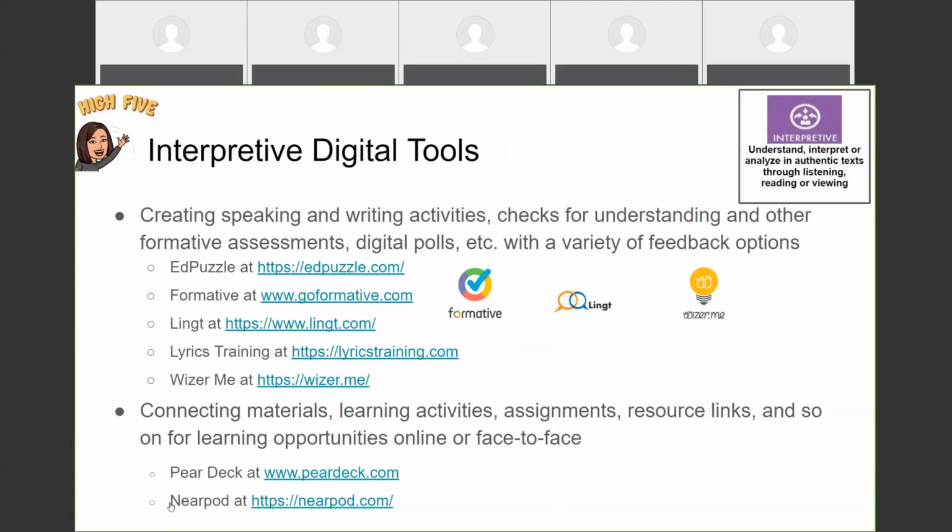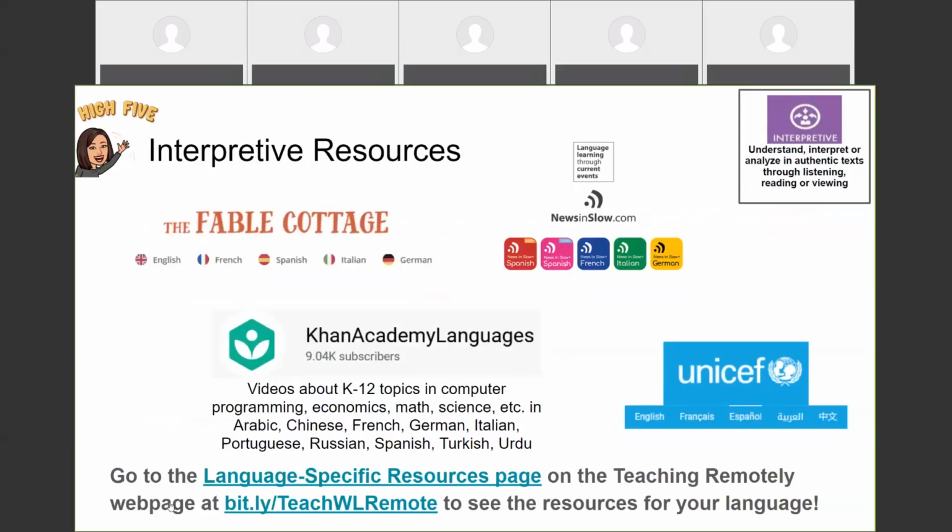So here's a set of digital tools that can help you to create interpretive opportunities. So you can click on any of the links to start exploring these tools. And these sites offer interpretive activities as well. Some of them offer them in multiple languages. Also, be sure to visit the NCDPI language-specific resources page to access even more interpretive resources.